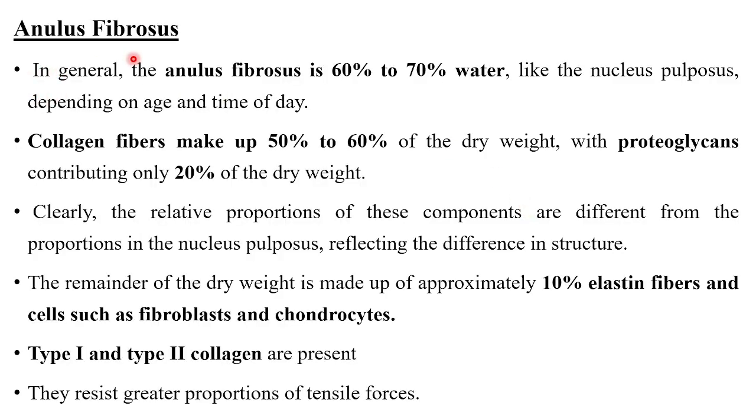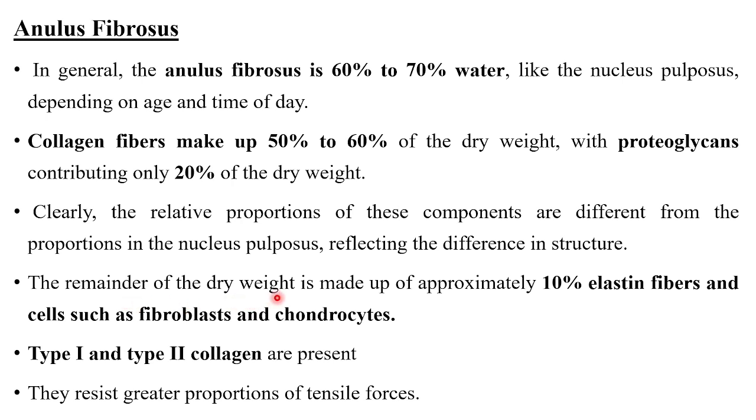Next part of the intervertebral disc is the annulus fibrosus. In general, the annulus fibrosus is 60 to 70% water, like the nucleus pulposus, depending on age and time of the day. Collagen fibers make up 50 to 60% of the dry weight, with proteoglycans contributing only 20% of the dry weight. Clearly, the relative proportions of these components are different from the proportions in the nucleus pulposus, reflecting the difference in structure. So the annulus fibrosus is almost like a dry structure, and the nucleus pulposus is almost like a watery structure.